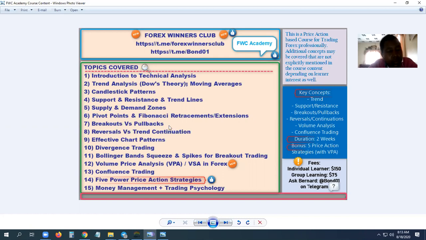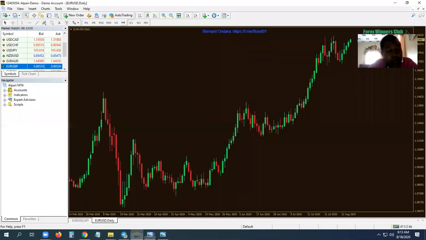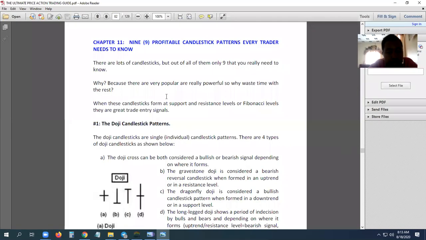Right, so let's look at candlestick patterns. Candlestick patterns come in many ways. I've given you an ebook. I shared with you an ebook. Now, this ebook outlines 9 profitable candlestick patterns every trader must know or should know.